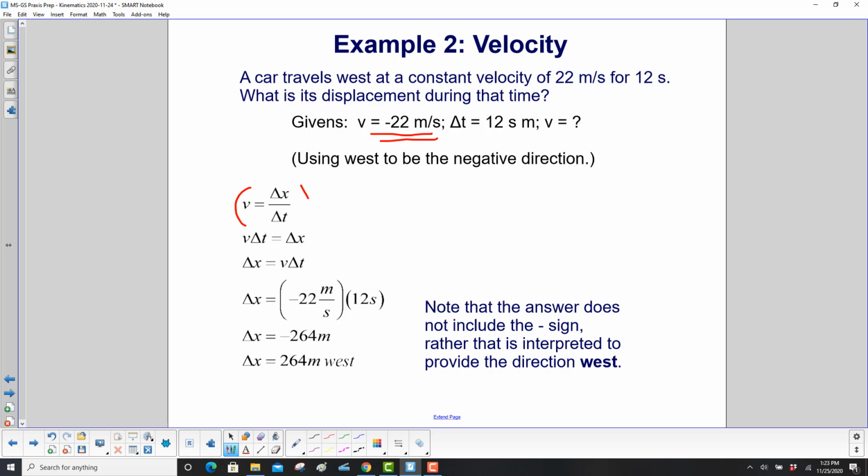So we have v is delta x over delta t. We want to rearrange that to solve for delta x, so we multiply both sides by delta t. And then we switch it around, so we have delta x is v delta t. Plug in our numbers, and you get negative 264 meters. But our answer will be 264 meters west. We take the negative sign out, and we interpret that as west.